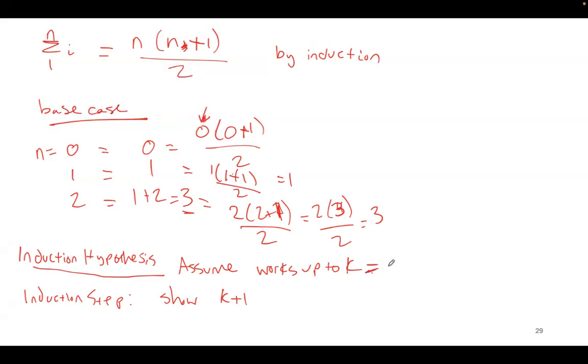So assuming it works up to k, that means that 1 plus 2 plus 3 and so on up to k is going to equal k times k plus 1 over 2. That's what we're assuming. And then we want to show that k plus 1 works. So let me add another slide.